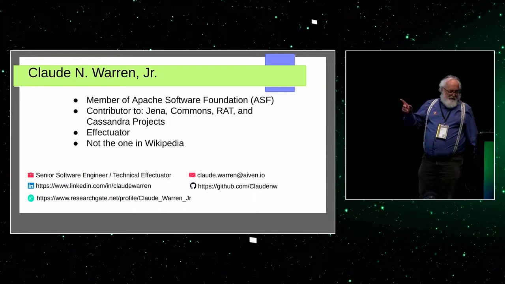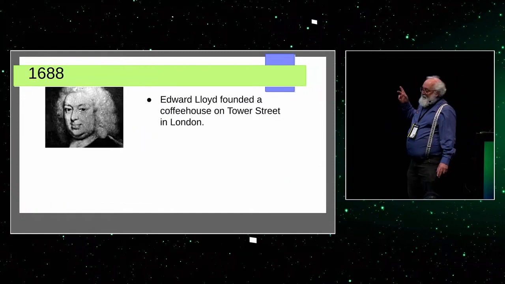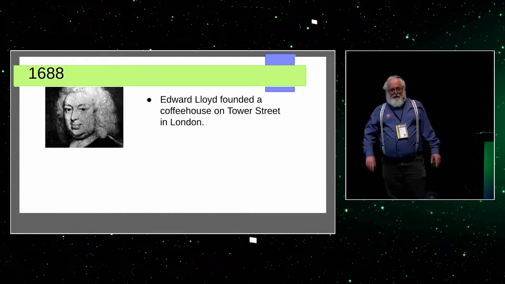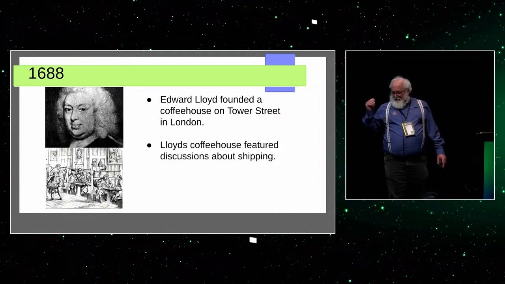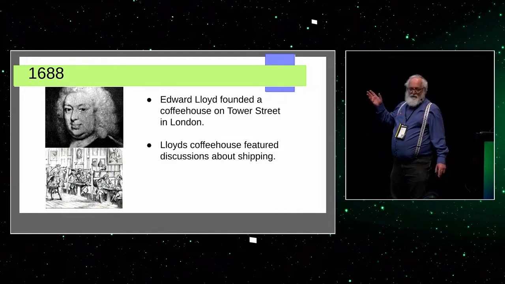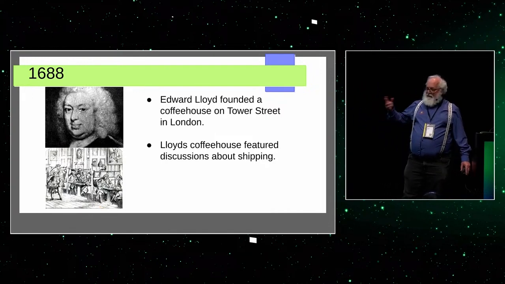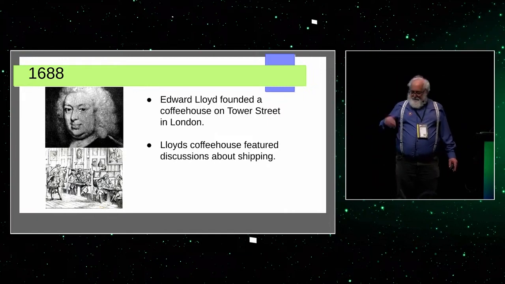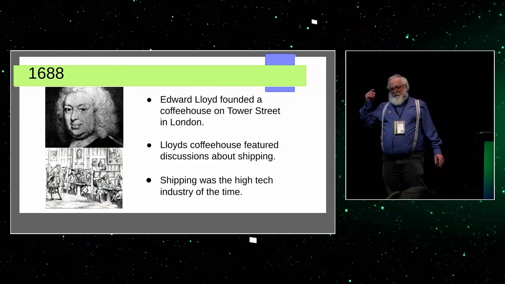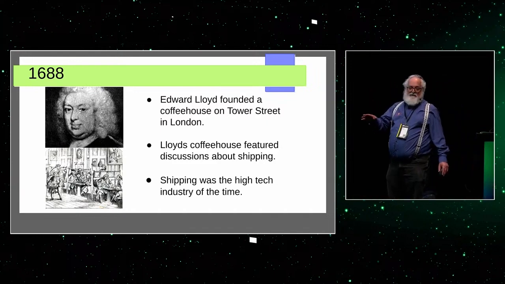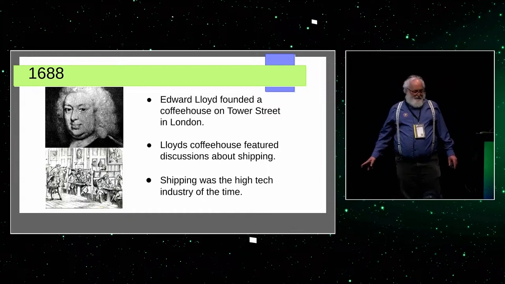And that's a really good segue because I want to start talking about the year 1688. In 1688, Edward Lloyd founded a coffee house on Tower Street in London. His customers were in the shipping trade, so they talked a lot about shipping. They would talk about ship schedules and manifests and what was lost at sea. You have to remember that shipping is the high-tech industry of the time, and as with any high-tech industry, there's a fortune to be made and a fortune to be lost.